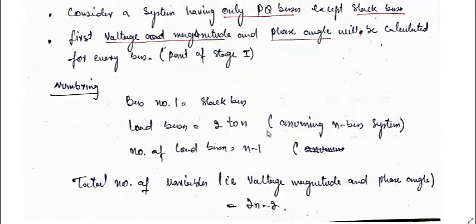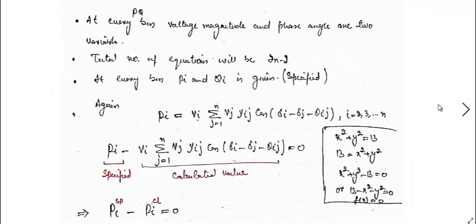So how many voltage magnitudes and phase angles do we have to calculate? We have to calculate voltage and phase angle for every PQ bus. Since the number of PQ buses is n minus 1, and at every bus we have two variables, the total variables will be 2n minus 2, because the variables are voltage magnitude and phase angle. So at every bus, voltage magnitude and phase angle are the two variables.